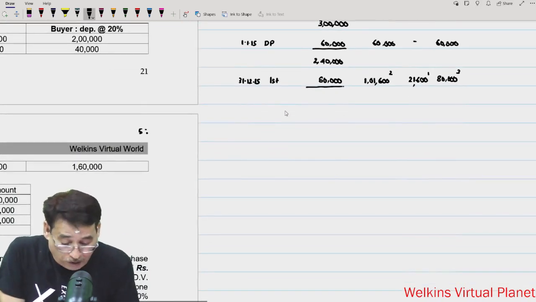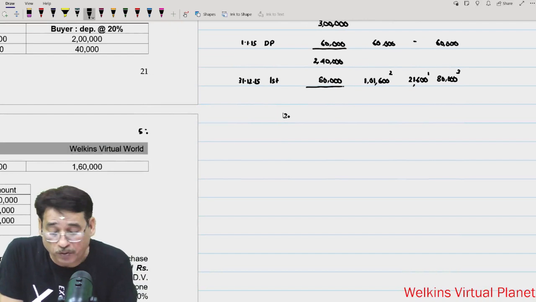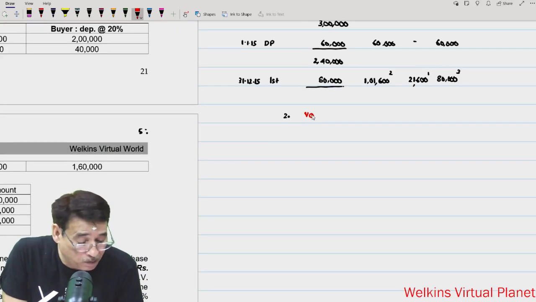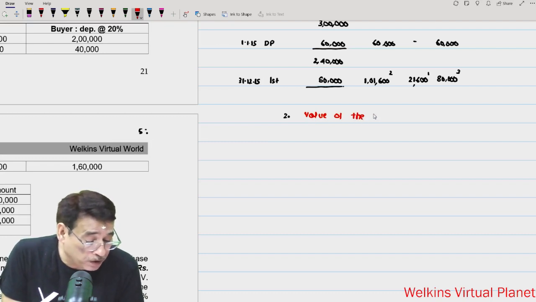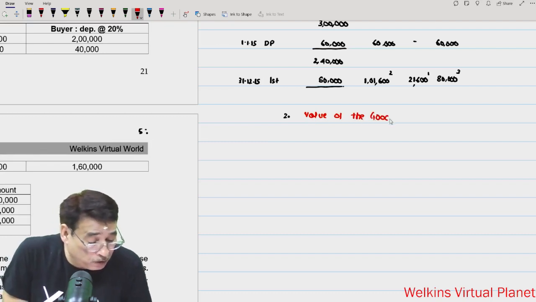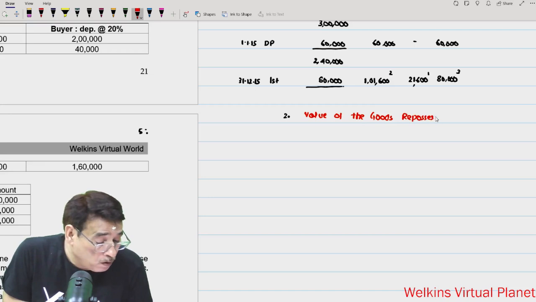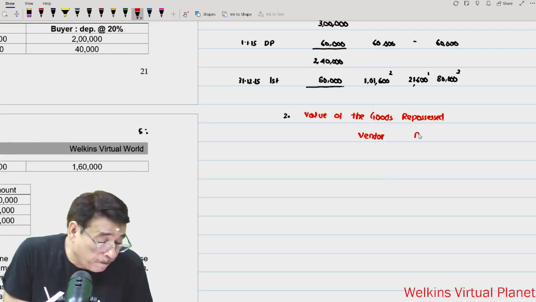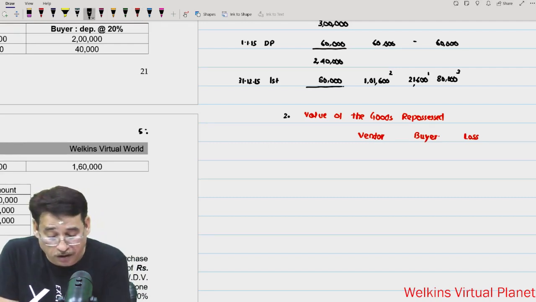So step number two, now we move over to solution step two. Under solution step two, what we do, we find the value of the goods repossessed. Value of the goods repossessed. In order to find out the value of the goods repossessed, what are you supposed to do? You will have to find the value from the perspective of the vendor and from the perspective of the buyer, so that we can get the loss amount in advance.